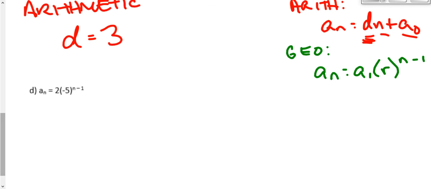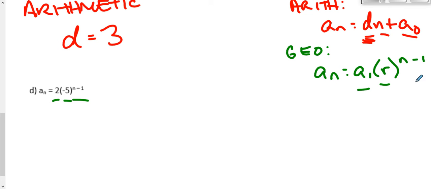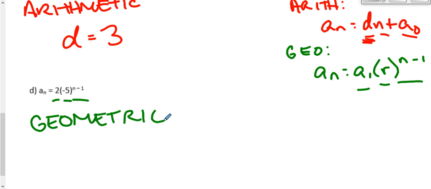Same thing down here. We can see how these pieces fit exactly. 2 times a number to a power, number times a number to a power. They match exactly with the geometric formula in explicit form. So this is automatically geometric, and I can tell just by the way the formula is written, especially because it has an exponent with n in it. So that's the geometric formula, and I can find the r value just by looking at the formula. It's going to be the number that's in the parentheses. So r is negative 5.